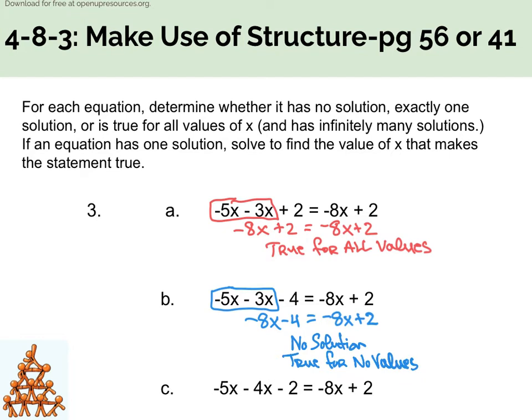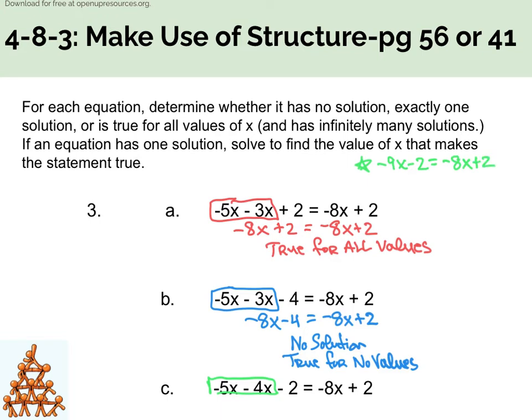All right, let's look at C. Let's combine those together. So -5x minus 4x, and I'm going to put stuff up here because I need more room. Actually, I'm going to move that over. Let's put it up here. So -5 minus 4 is -9x. Still have -2 equals, and then we have -x plus 2.